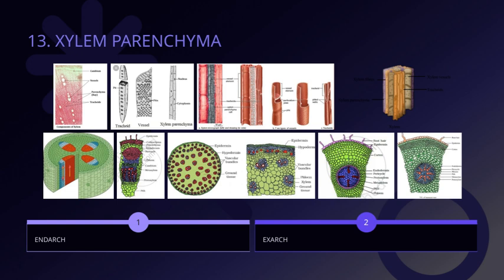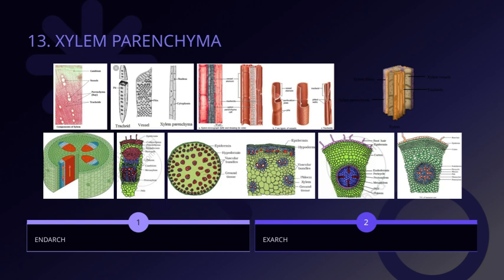Next, we have xylem parenchyma. This is a type of ground tissue found within the xylem. It plays important roles, such as storing nutrients and aiding in the repair and maintenance of the xylem tissue. It's a supportive and versatile tissue that helps maintain the functionality of the vascular system.